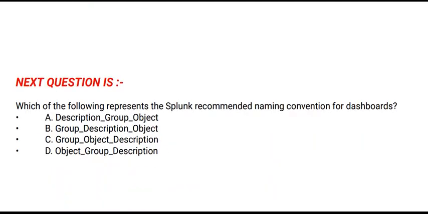Next question is, which of the following represents the Splunk recommended naming convention for dashboards? Options are, option A, description, group, object. Option B, group, description, object. Option C, group, object, description. And option D, object, group, description. The correct option is option C.